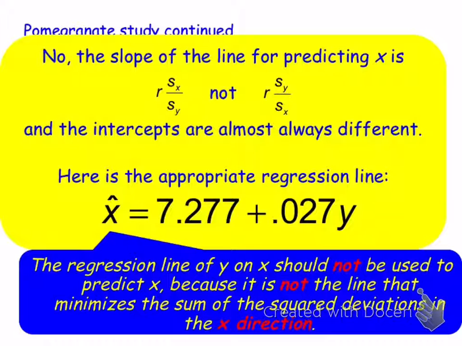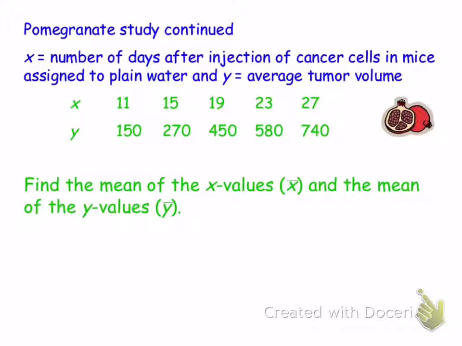So the regression line of Y on X should not be used to predict X. That's why we say do not plug into Y hat, because it is not the line that minimizes the sum of the squares in the X direction. So that's why we must switch them. And I would only ask you to do this if you had original data, okay? If you only had original data that you put in your calculator.